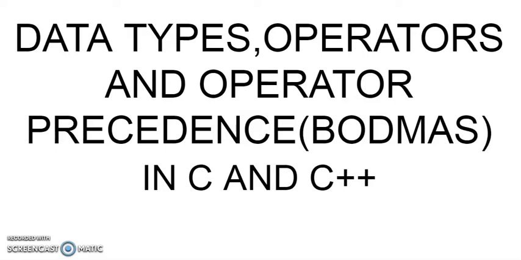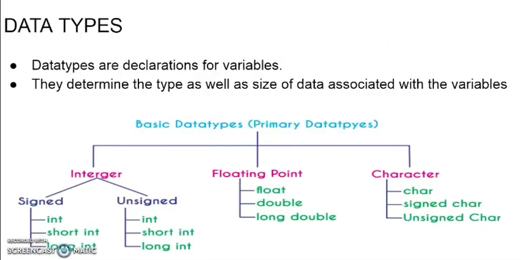This is Sia Gampawar, CP team member, and today we will discuss data types, operators, and operator precedence in C and C++. Data types are declarations for variables. They determine the type as well as size of the data associated with the variables. Some basic data types are int, float, double, char, and long integer is also a widely used data type.